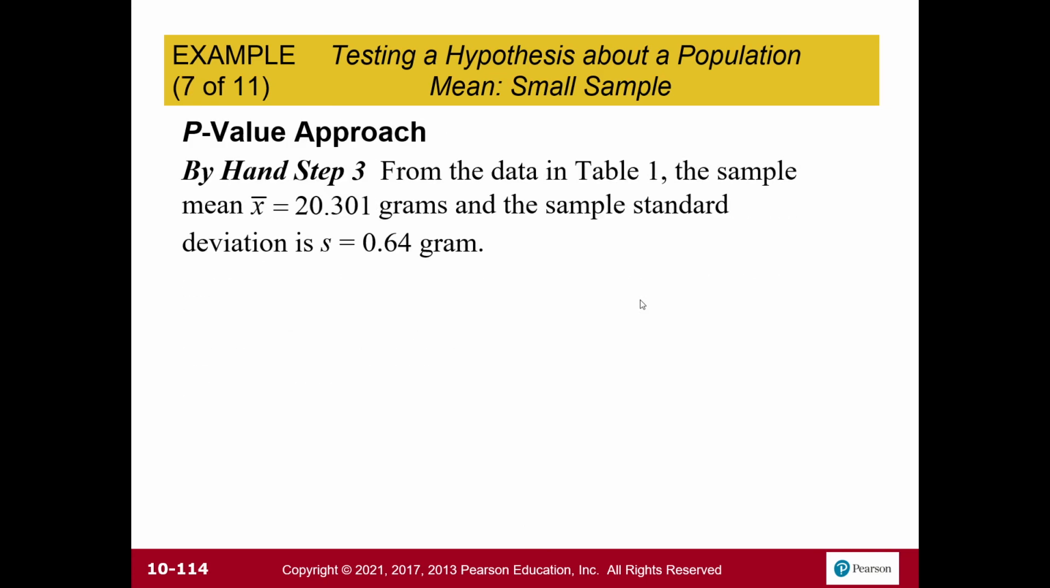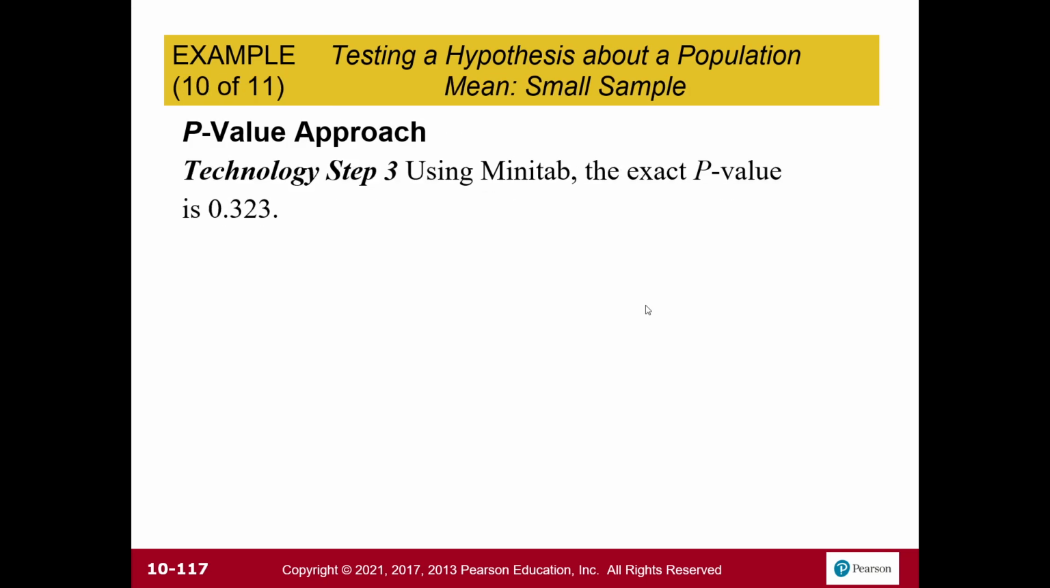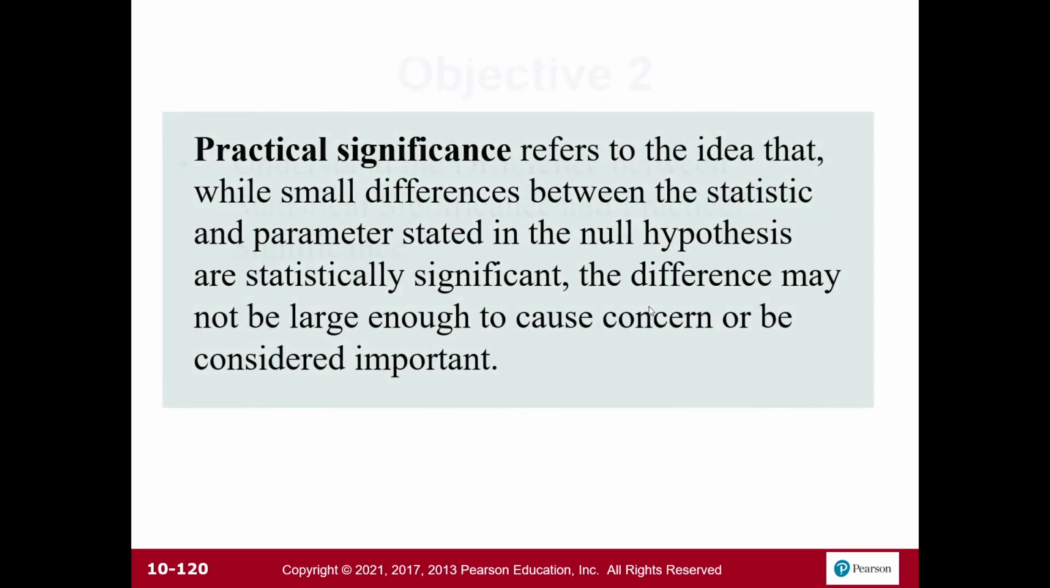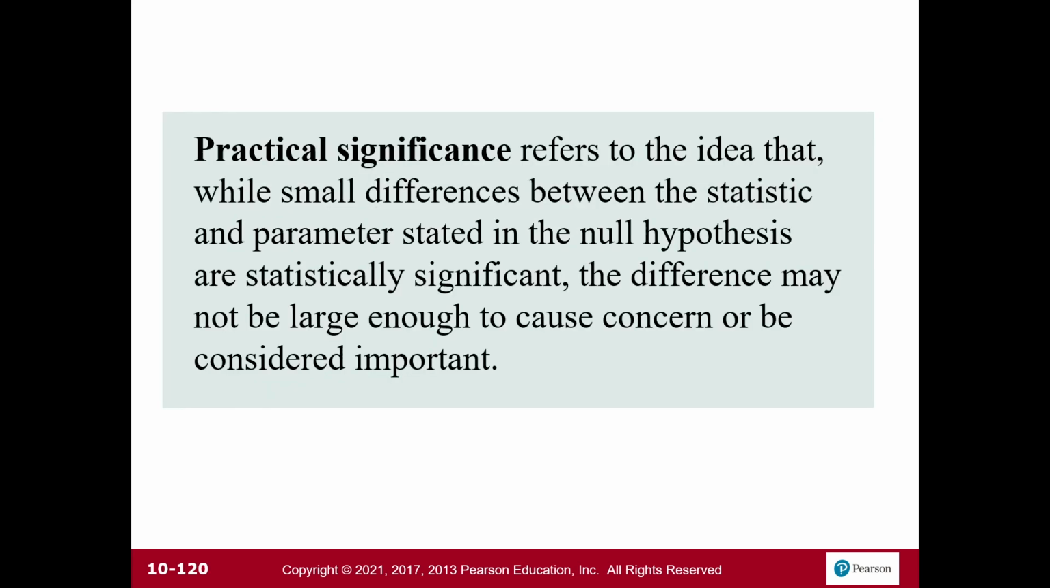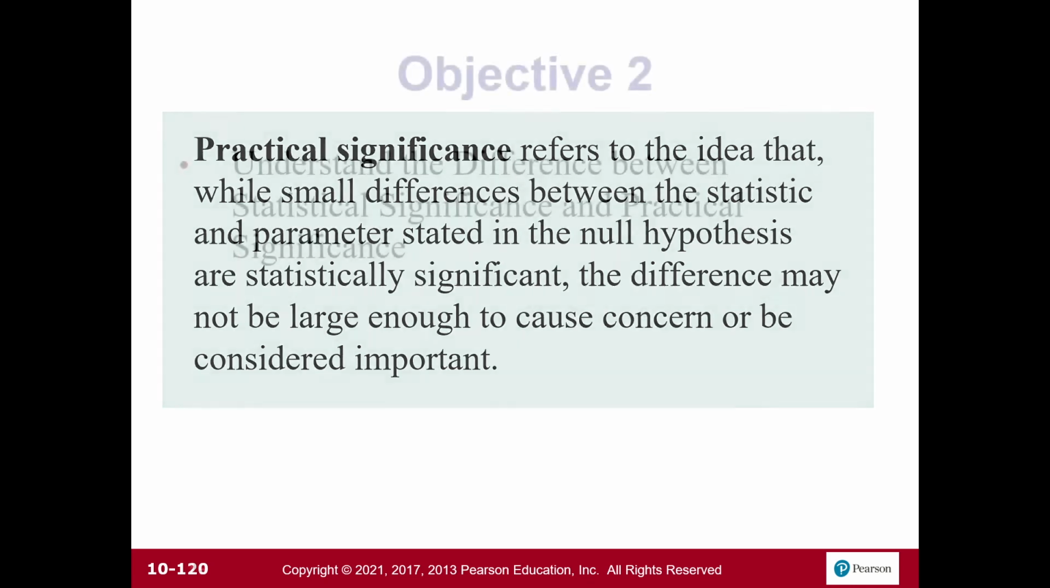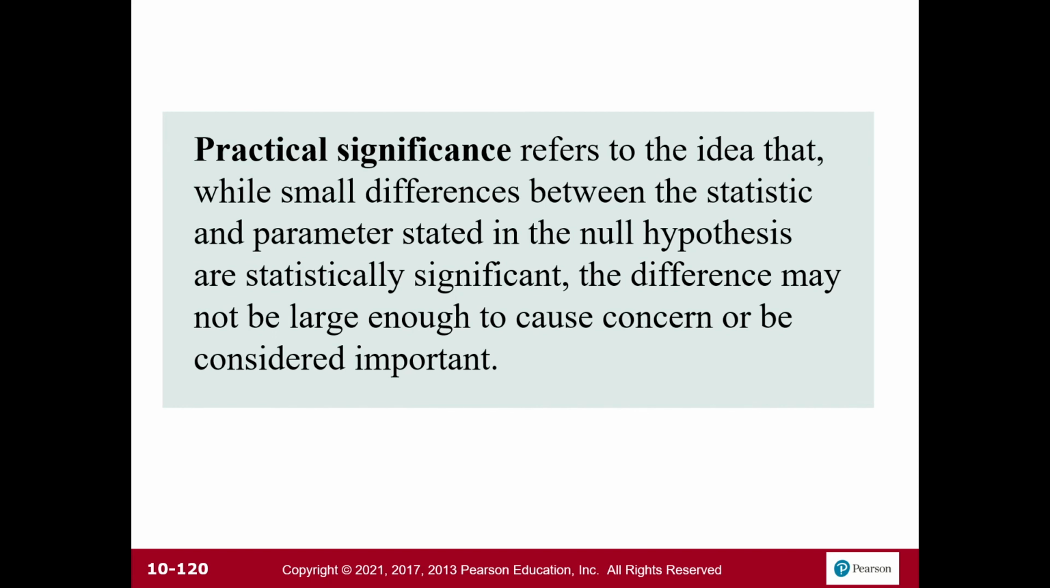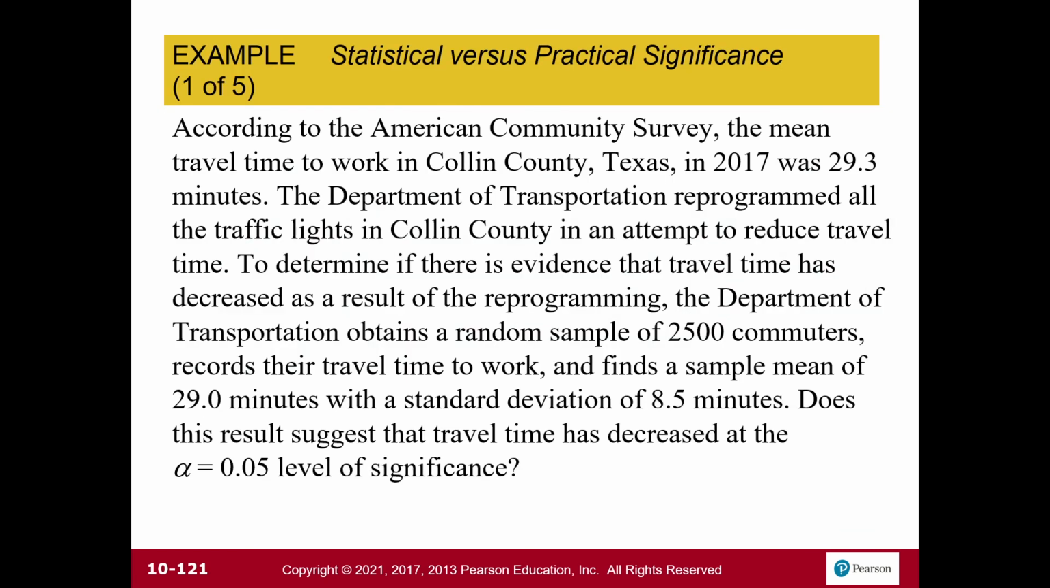All right. Let's look at the next objective now, objective 2, understanding the difference between statistical significance and practical significance. So practical significance here refers to the idea that while small differences between statistics and parameters stated in the null are statistically significant, the difference may not be large enough to cause concern or be considered important.